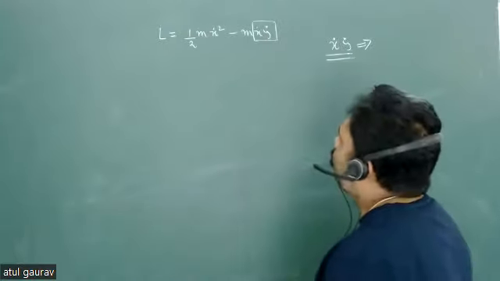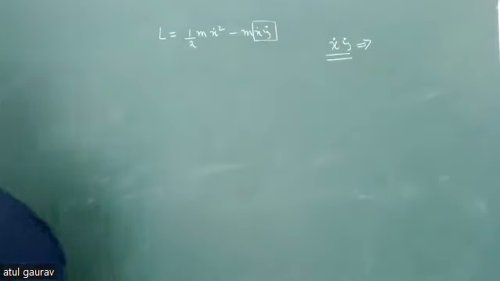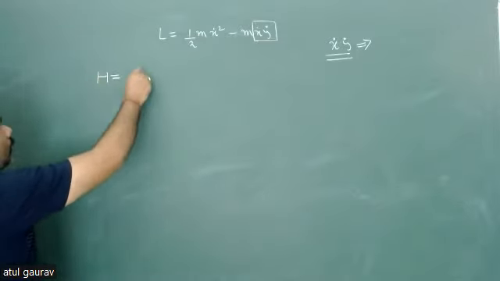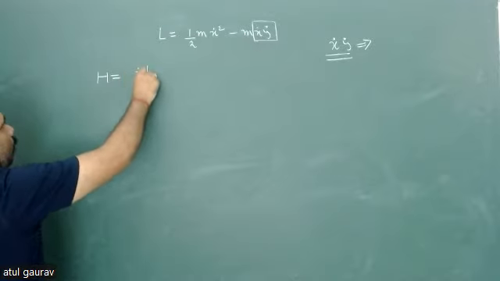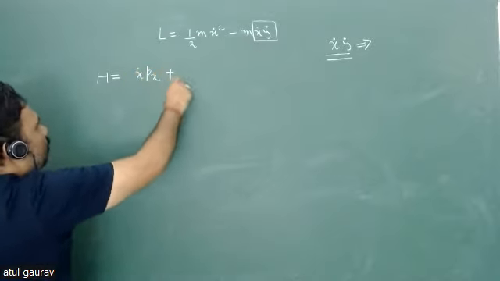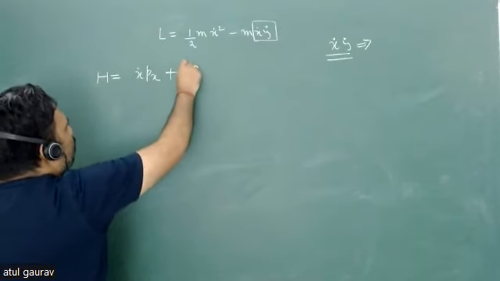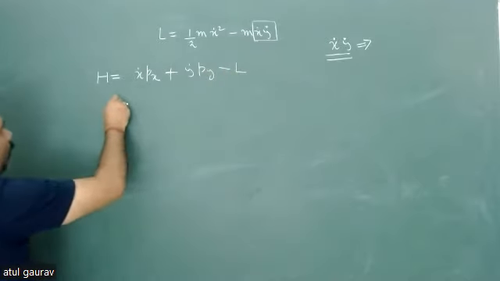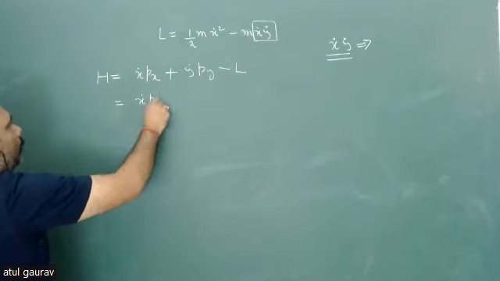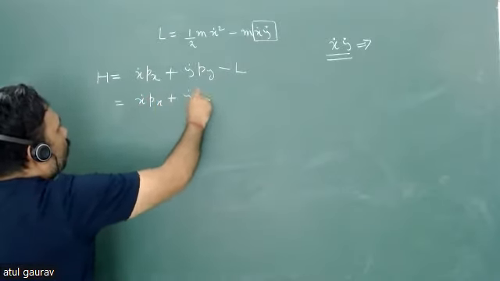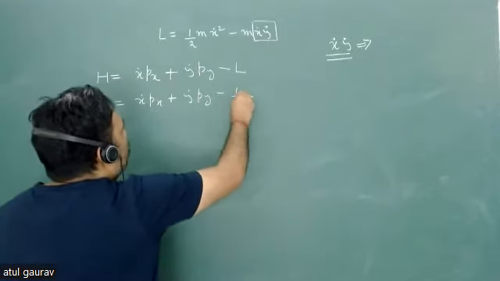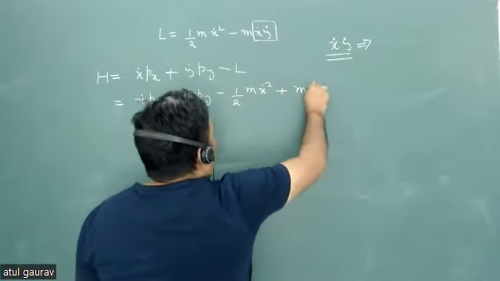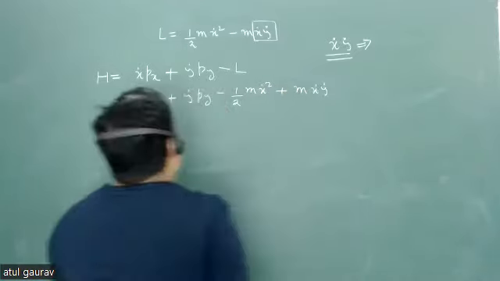Okay, so first हम लोग solve करते हैं. So how many generalized coordinates are there? Obviously 2 generalized coordinates. So what we have, Hamiltonian is equal to x dot px plus y dot py minus Lagrangian, and this can be written as x dot px plus y dot py minus half m x dot square plus m x dot y dot.